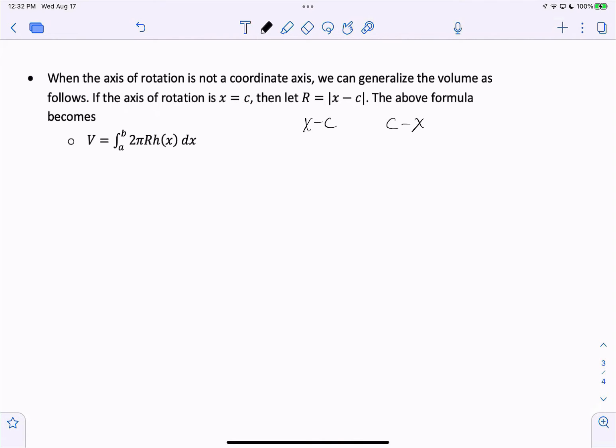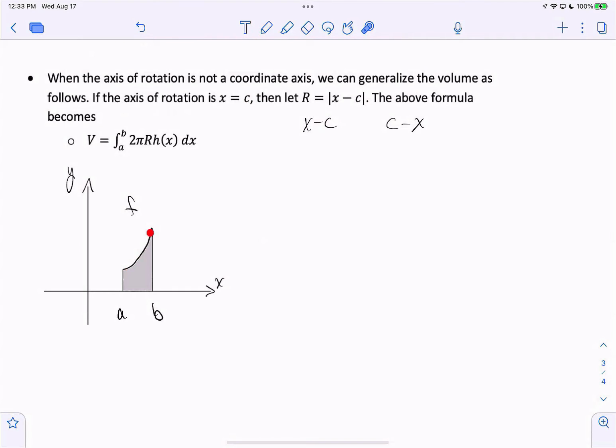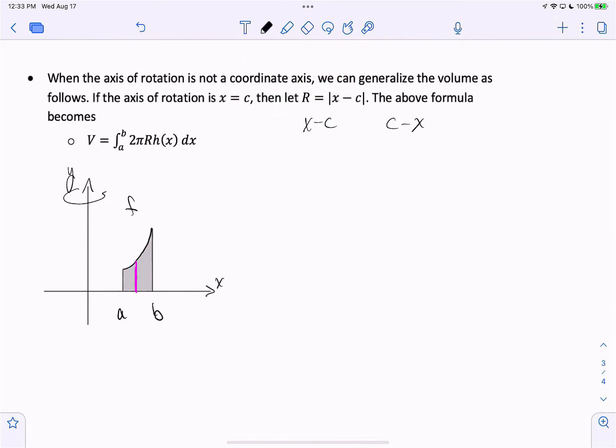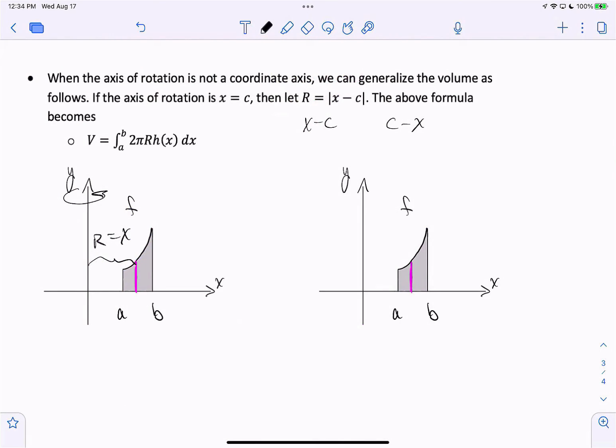This doesn't make a whole lot of sense without visuals. So suppose this is the region that we are going to rotate, the region under a curve f from a to b, bounded by the x-axis. We're going to consider a vertical axis of rotation, so I'm going to consider a vertically oriented representative rectangle. Now, we said that if we are rotating about the y-axis, then r, the radius, is simply x, the distance from the y-axis. We're going to see what happens if we have various axes of rotation.